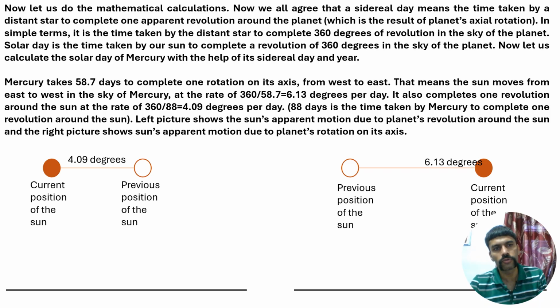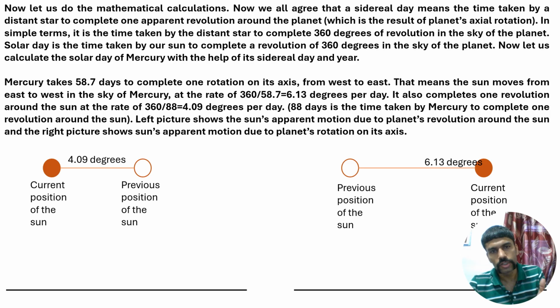Now let us calculate the solar day of Mercury with the help of sidereal day and year. Mercury takes 58.7 days to complete one rotation on its axis from west to east. This means the sun moves from east to west in the sky of Mercury at the rate of 360 divided by 58.7, which is equal to 6.13 degrees per day. It also completes one revolution around the sun at the rate of 360 divided by 88, which is equal to 4.09 degrees per day. 88 days is the time taken by Mercury to complete one revolution around the sun.